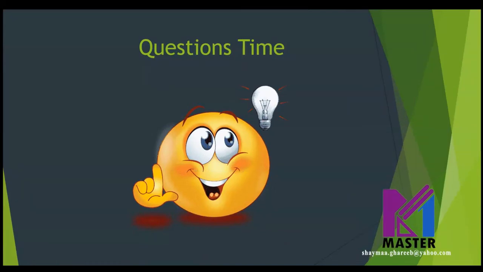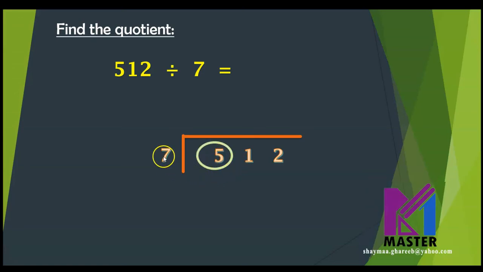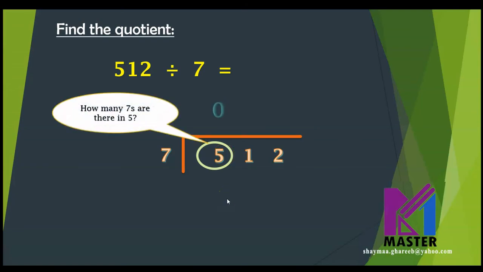Now, are you ready for questions time? 512 divided by 7. I will do exactly the same. 512 under the division sign and the 7 on the left side. I will start by the first digit, which is the 5. 5 divided by 7, which means how many 7s are there in the 5? Of course, 0 7s. No 7s in the 5.